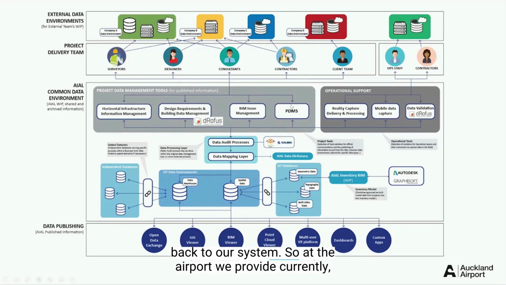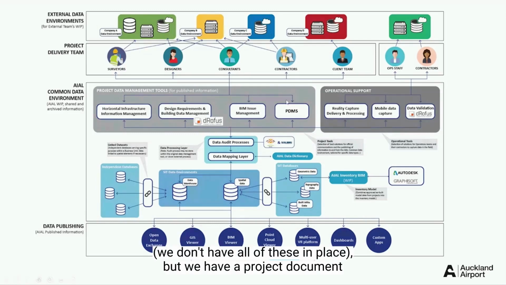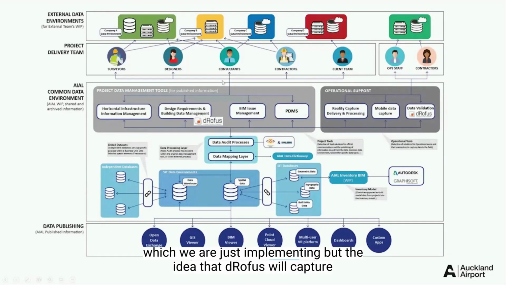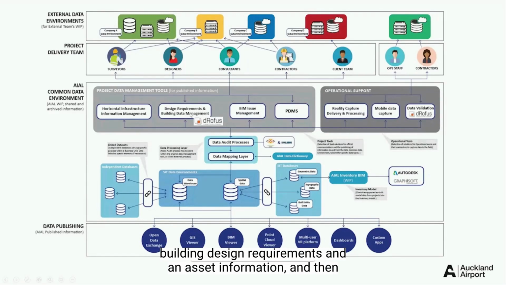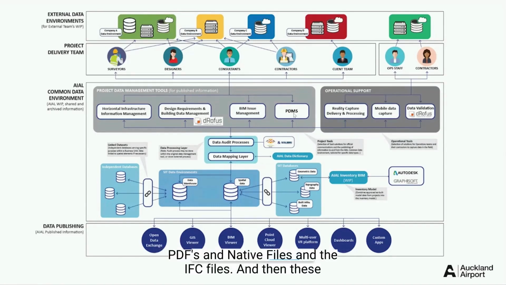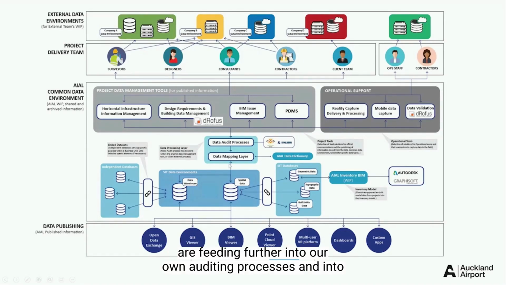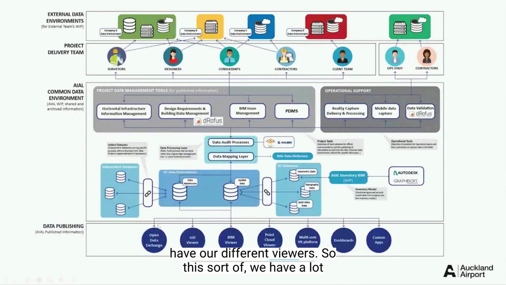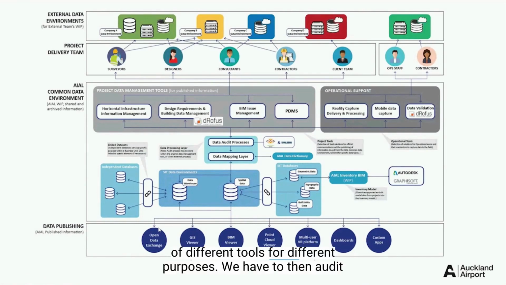So the airport provides, currently we don't have all of these in place, but we have a project document management system, and now we're going to have dRofus, which we're just implementing. The idea is that dRofus will capture building design requirements and asset information, and our project document management system captures the raw PDFs, native files, and IFC files. These then feed further into our own auditing processes, then to our storage systems, and then out at the bottom here we have our different viewers. So we have a lot of different tools for different purposes.